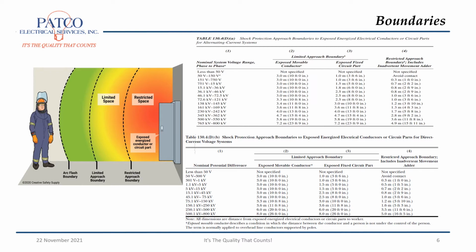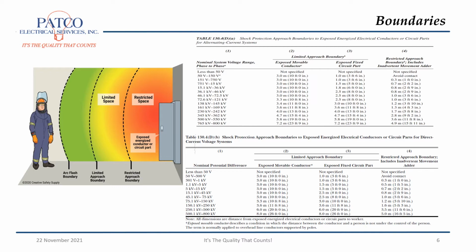So if you're working anything, say 50 volt to 150 volt AC, your limited approach boundary for exposed movable conductors is 10 feet. For exposed fixed circuit parts, it's 6 feet 3 inches. Your restricted approach boundary is one foot. And that's not just straight out from the panel, as the picture shows. It's kind of like a bubble around it. So remember that.